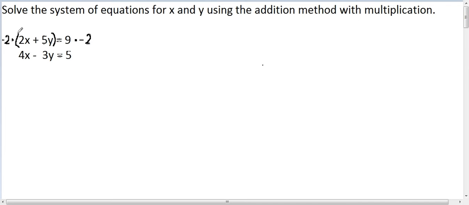We're going to use the distributive property to distribute the minus 2. Minus 2 multiplied by 2x is minus 4x. Minus 2 multiplied by 5y is minus 10y. Is equal to 9 times minus 2, which is minus 18. And then we copy the second equation.